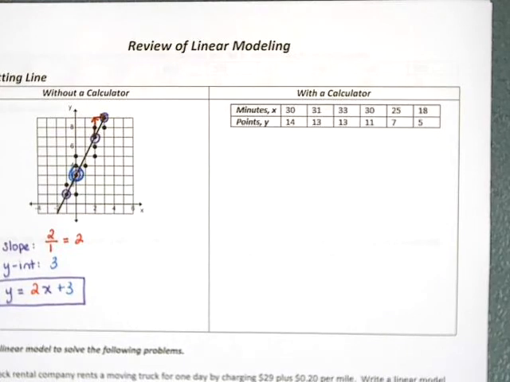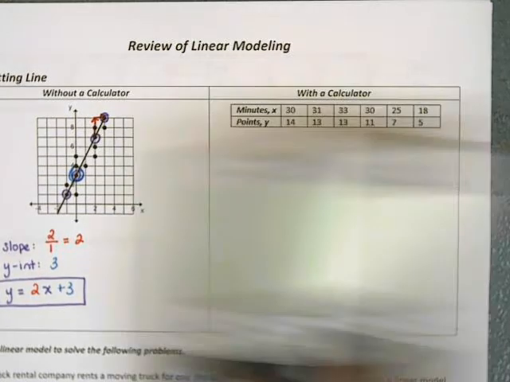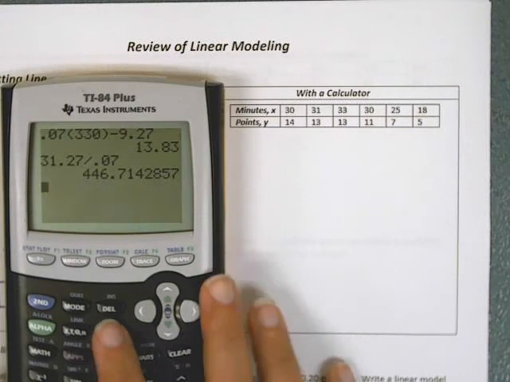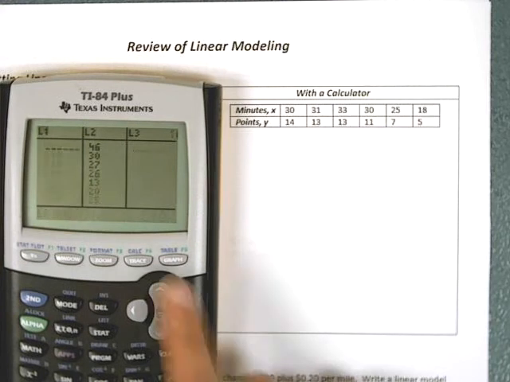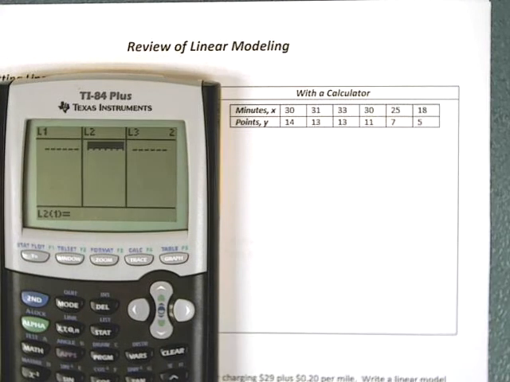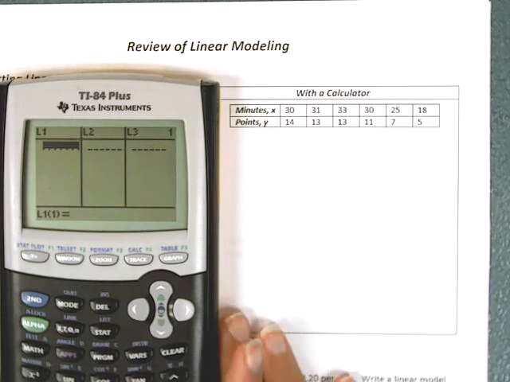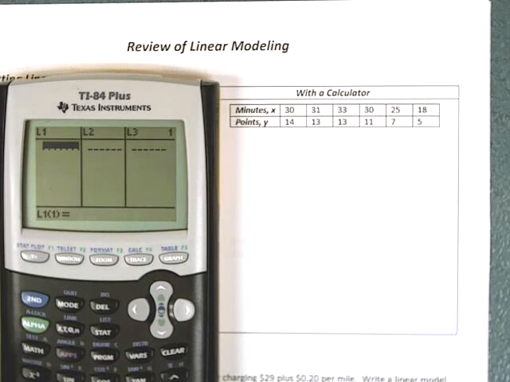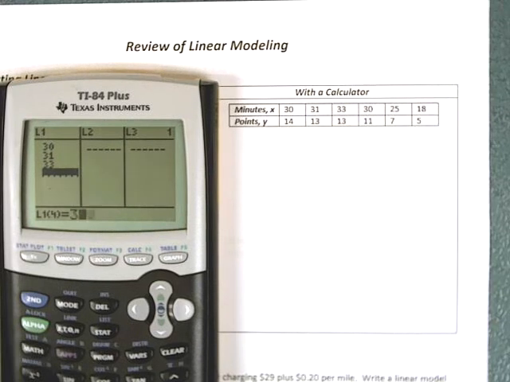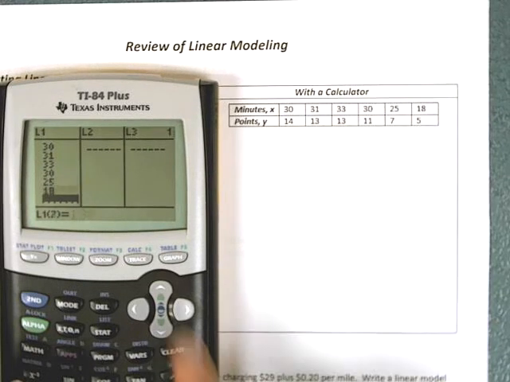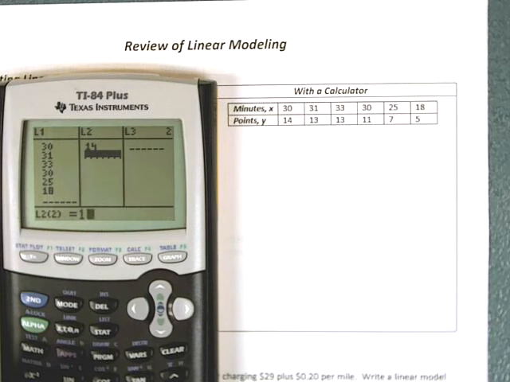Now if I have a bunch of data, like in this table, but I don't have a graph, I'm going to use my calculator. I'm going to go to Stat, Edit, go to the top and clear both of my lists. List 1 is going to be the x values: 30, 31, 33, 30, 25, and 18. And list 2 is going to be 14, 13, 13, 11, 7, and 5.